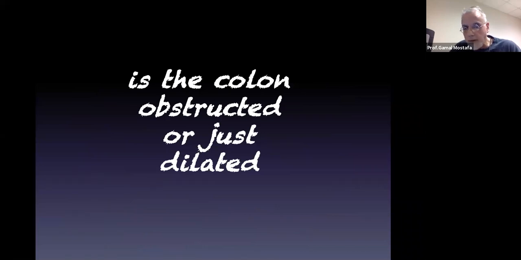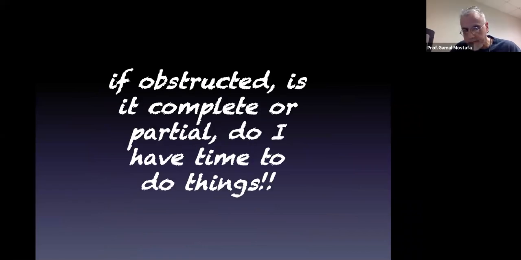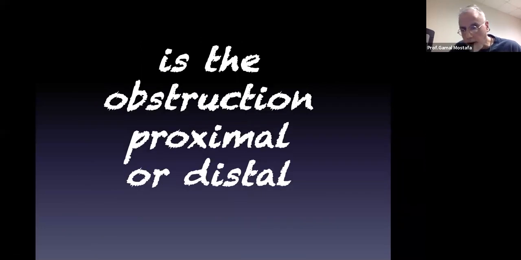The first question, is the colon obstructed or just dilated? If obstructed, is the obstruction complete or partial? So do I have time to do things if it's partial? Is the obstruction proximal or distal? Big difference.